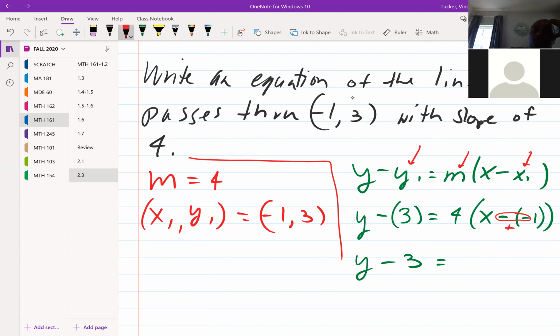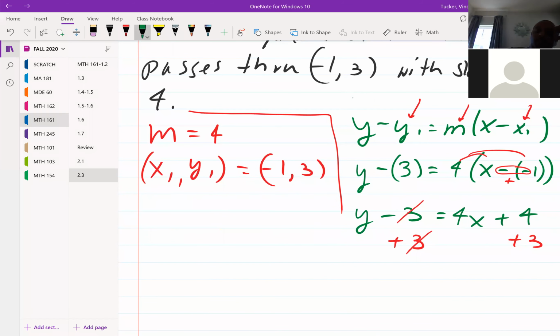Also, I need to distribute this 4. So that's 4x plus 4, excuse me. And I can finish it off by adding 3 to both sides. y is equal to 4x plus 7.